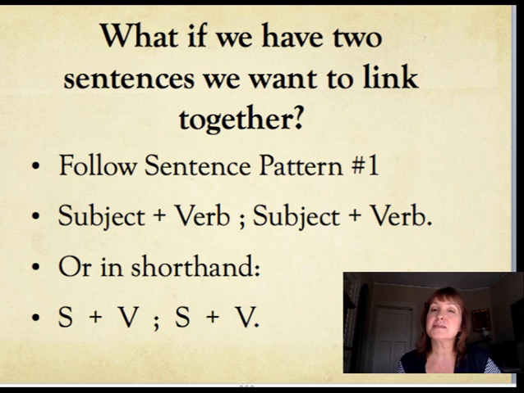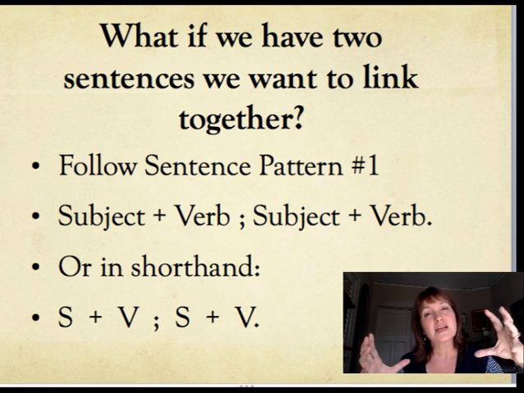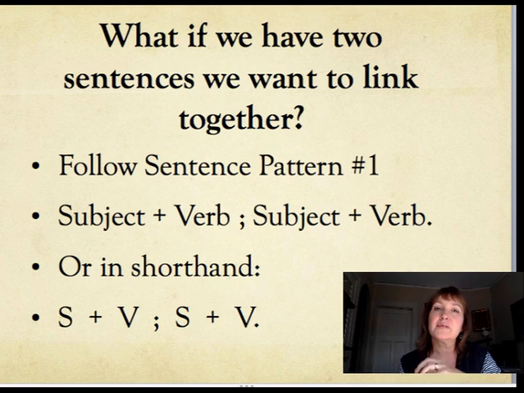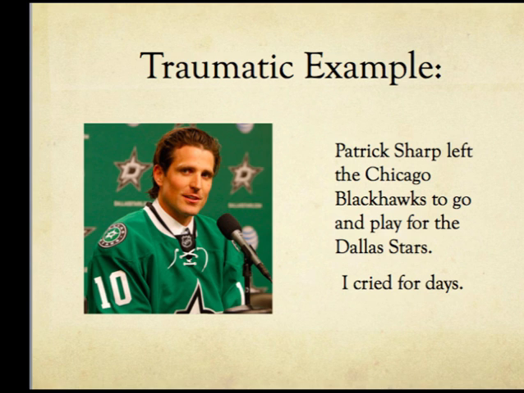But what if you have two sentences that you want to link together? Two ideas that are so connected that you want to somehow indicate that connection. You want to follow sentence pattern number 1. Subject plus verb, semicolon, subject plus verb. You can see the S plus V shorthand that we'll be using throughout our study. Patrick Sharp left the Chicago Blackhawks to go and play for the Dallas Stars. I cried for days. These two sentences are inexorably linked.